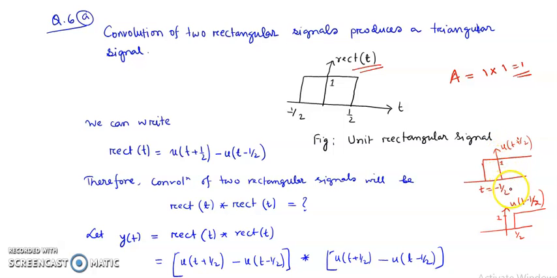If you subtract these two signals, then you will get from minus half to plus half an amplitude of 1. After that, 1 minus 1 becomes 0. So it is defined from minus half to half with magnitude 1. So this rectangular signal is written by this equation: u(t plus half) minus u(t minus half). We have to find the convolution of these two rectangular signals and show that the output becomes a triangle.